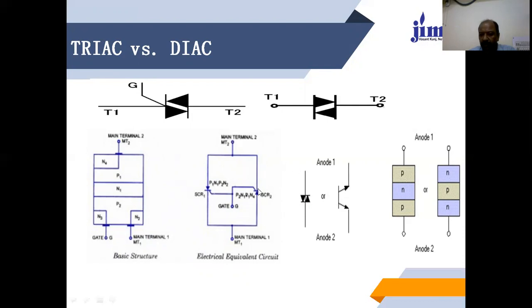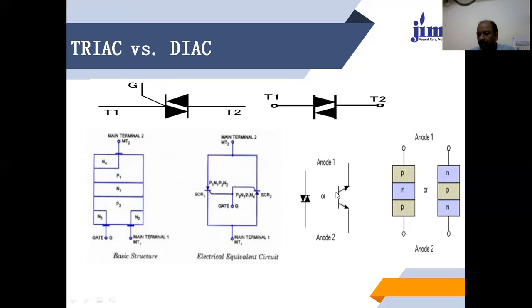And this is exactly the equivalent electrical diagram of the triac, where SCR1 is operating for this side, SCR2 is operating for this side, and there is a common signal given towards the gate side. So it will work like this. Similarly, the diac is a two-terminal device, so it works for either the positive half or the negative half signal.